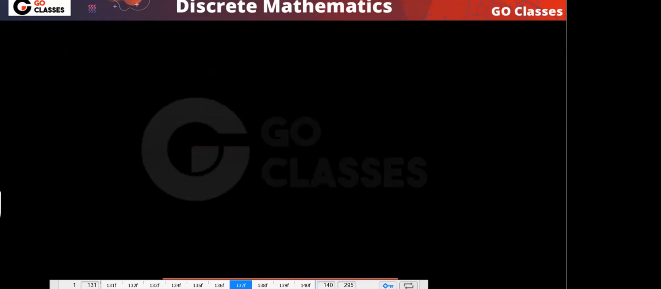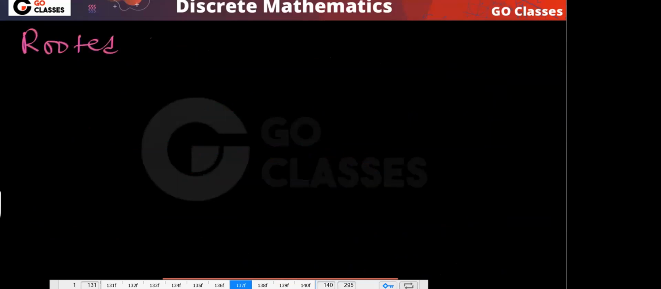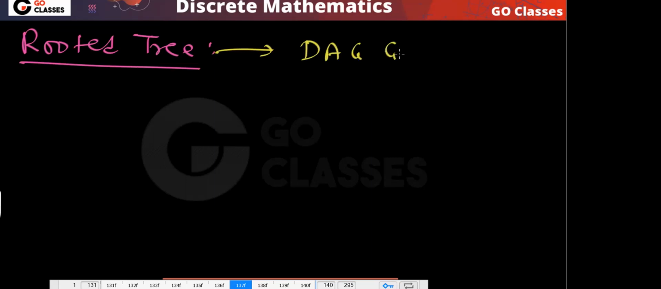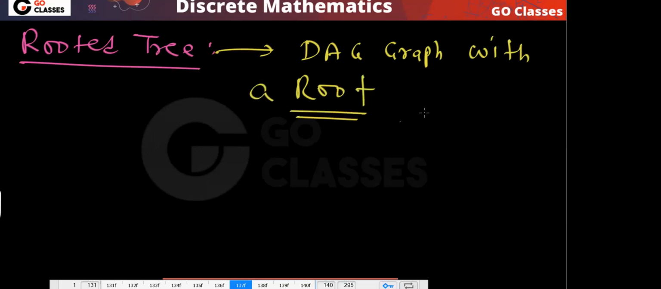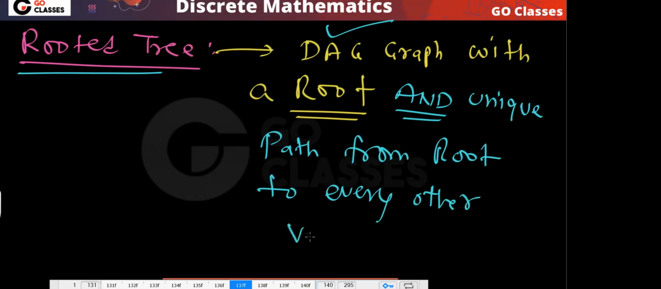The definition of a rooted tree is simple. A rooted tree is a directed acyclic graph, first of all, with a root, and there are some more conditions: a unique path. So remember, a rooted tree is a directed acyclic graph with a root and a unique path from the root to any vertex. Unique path, this is important. Please understand: a unique path from the root to every other vertex.